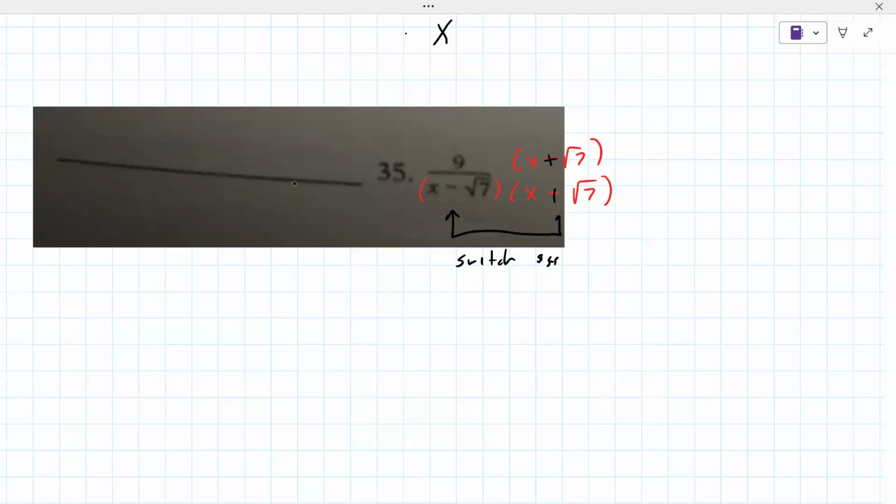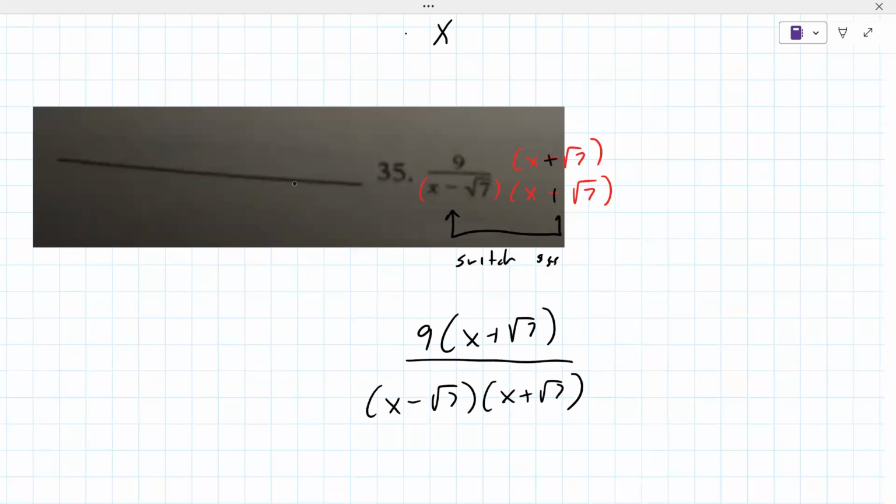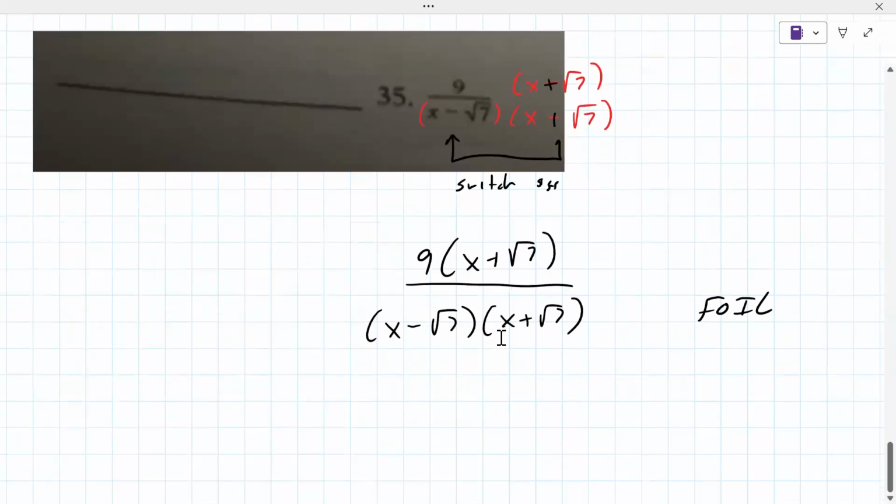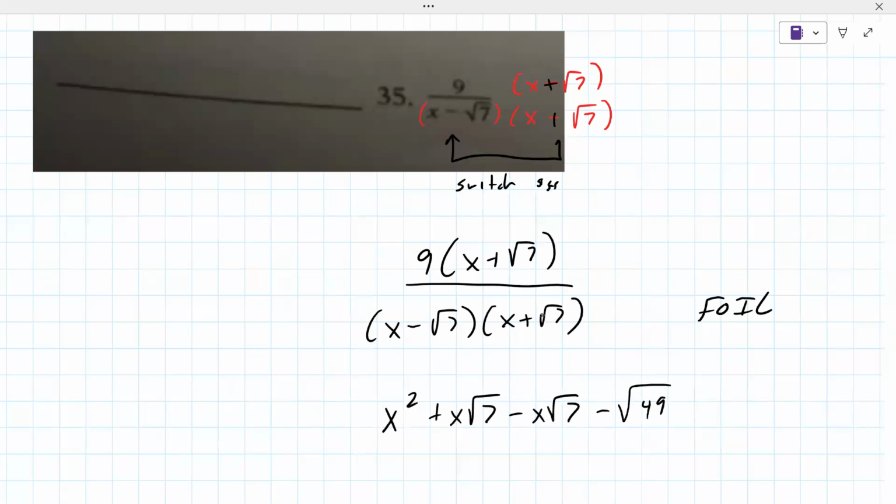Okay. So to do this, it's 9 times x plus the square root of 7 on top. On the bottom, you have to FOIL this. FOIL first times the first. We'll do it together. What is x times x? x squared. Now x times the last one, square root of 7, is x times square root of 7. You just merge them together. The inner is negative square root of 7 times x, minus x square root of 7. And then the last is minus square root of 7 times positive square root of 7, minus square root of 49.